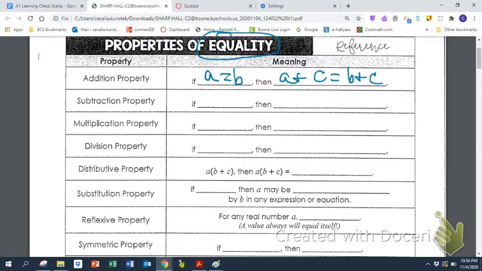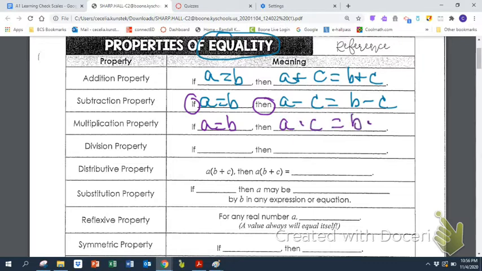Subtraction property. If A is equal to B, then A minus C is equal to B minus C. And remember, the way this is set up, we talked about this with our conditional statements. You start with the if, and that's your hypothesis. And then you've got your then, and that's your conclusion. Okay, so let's talk about multiplication property. If A is equal to B, then we would say A times C is equal to B times C, because we're going to multiply both sides by the same thing.